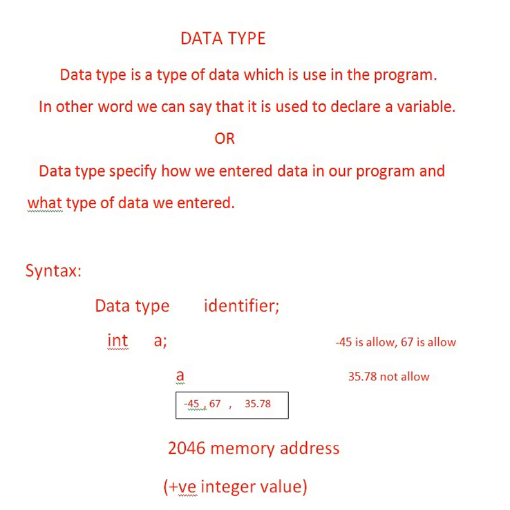What type of data is required? Suppose we have to store -45, it's allowed because it is a negative value but it's an integer value. 67 is a positive value, that's why it's also allowed. But 35.78 is not allowed because it's a float value, a decimal value. In the integer data type, it's not allowed.